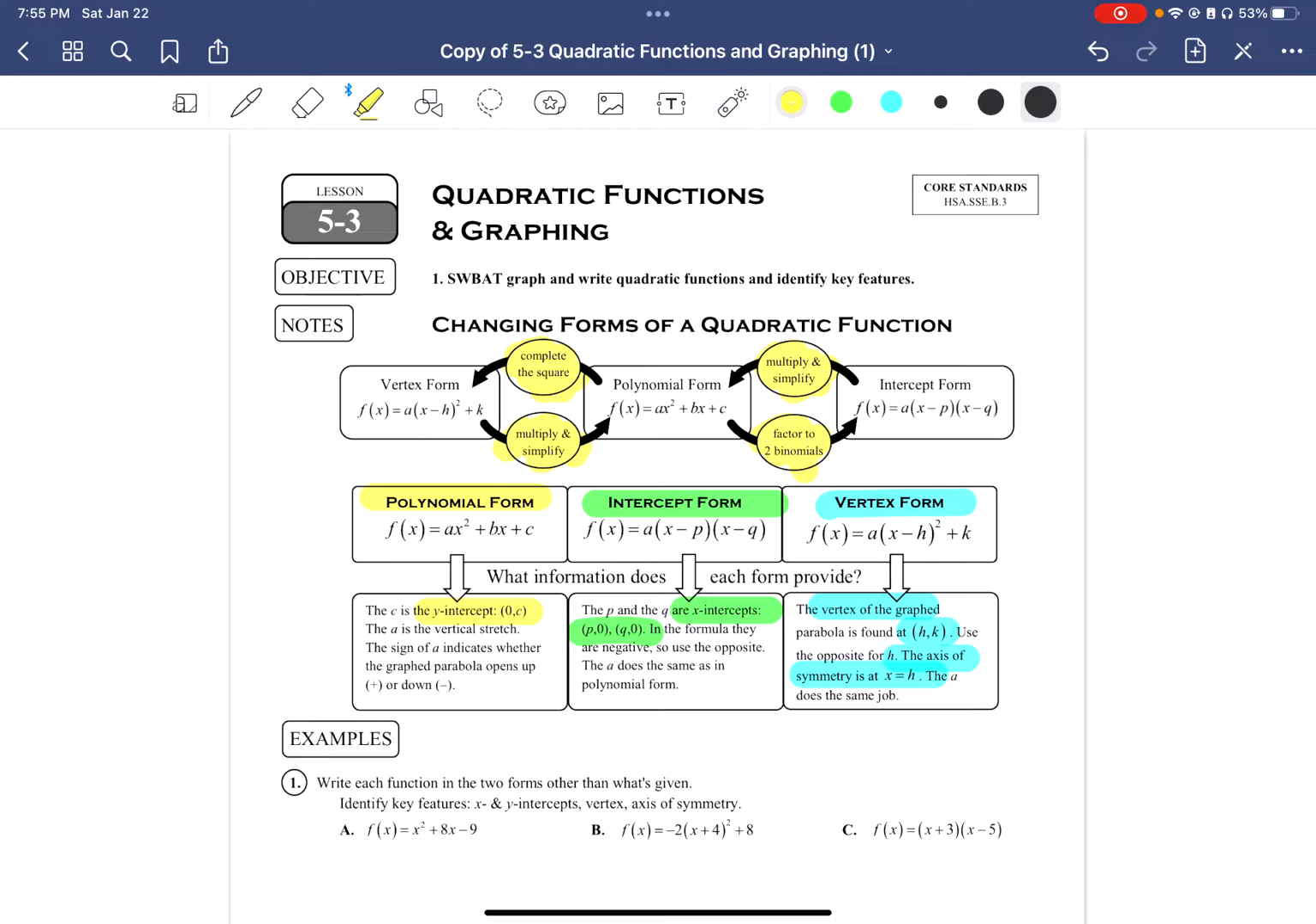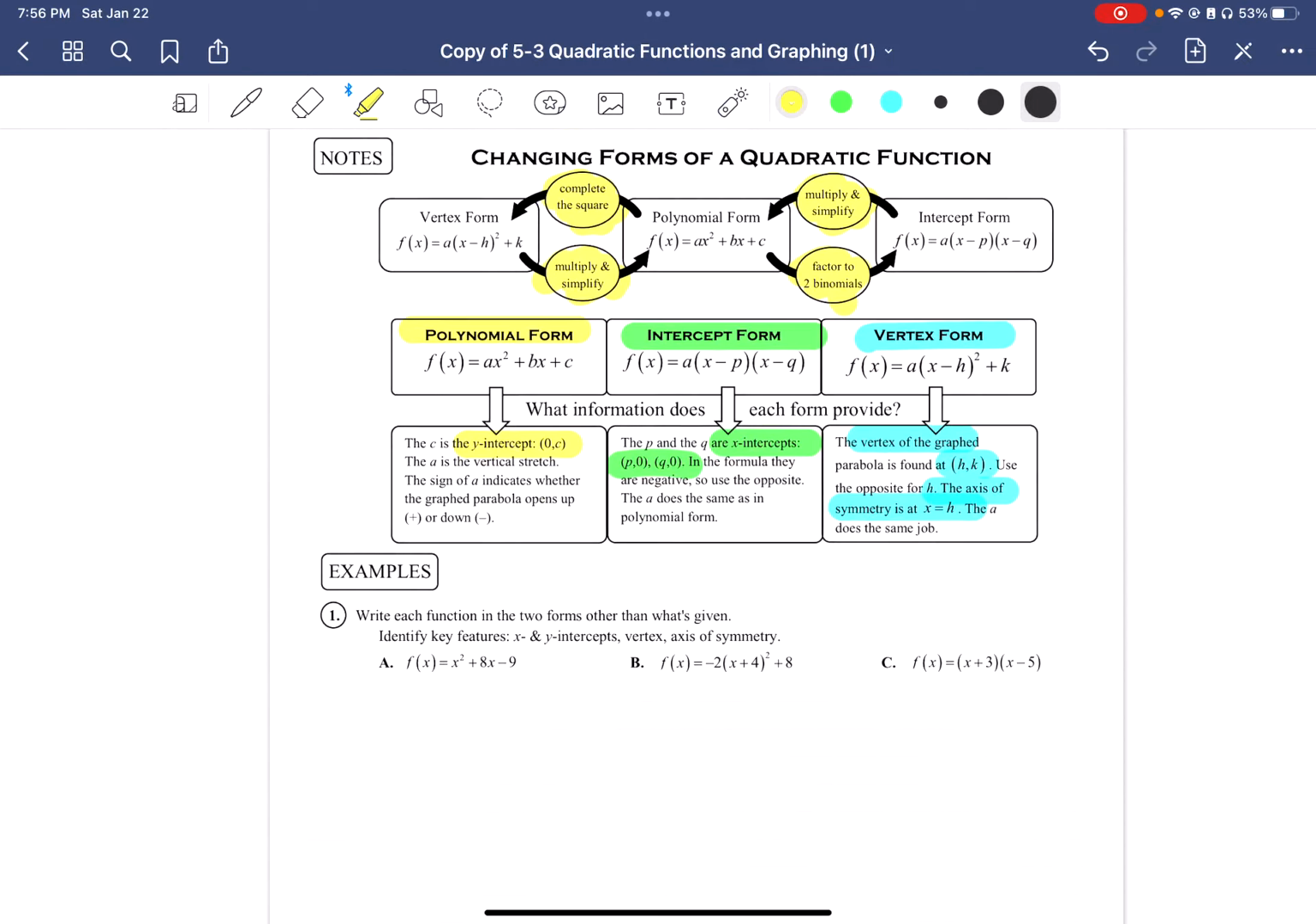One thing I do want to point out, though, is that you cannot go straight from vertex form all the way to intercept form. You have to go through polynomial form first and then intercept form. And likewise, you can't go straight from intercept form to vertex form. You're going to have to go to polynomial form first and then vertex form. That's not really a problem because we're going to be finding all three forms. It just dictates which one you find first. So if you're given vertex form first, you're going to find polynomial form, and then you're going to find intercept form. All right, so let's go ahead and get into the examples.